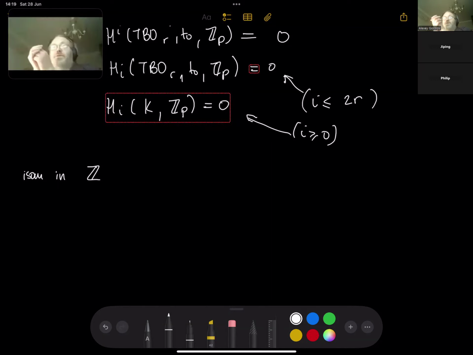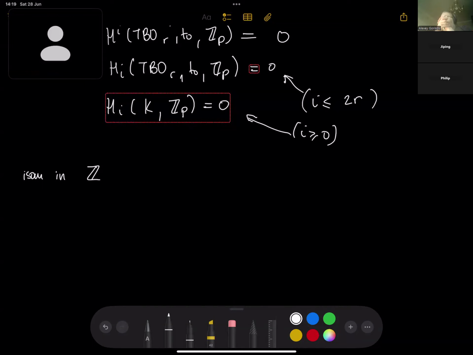Philip, does this make sense? Yeah, I think so. Here what's important is that for each p we have 0. And if we had something else and they were isomorphic, then maybe it's not true. Jiping, does this make sense? Yeah. Okay.